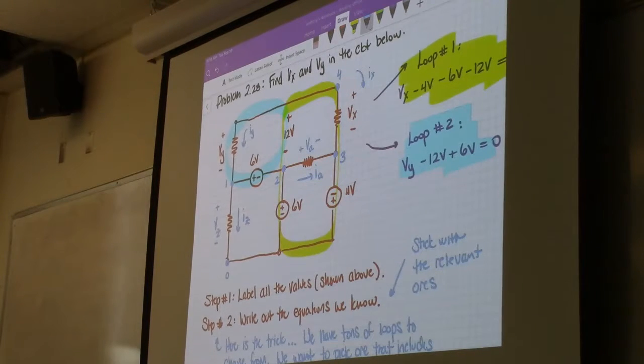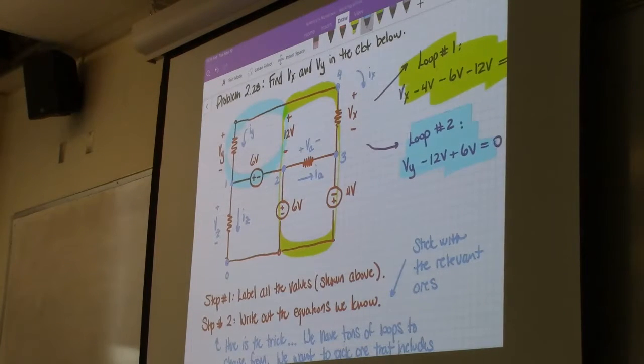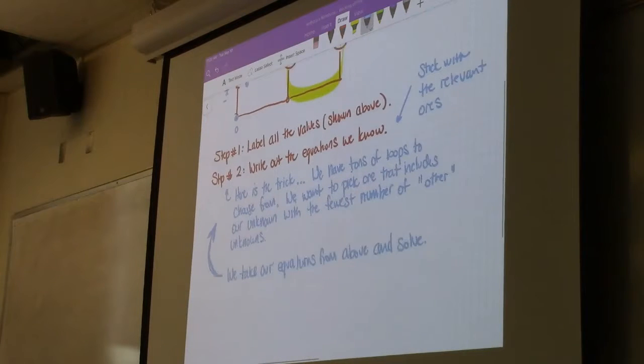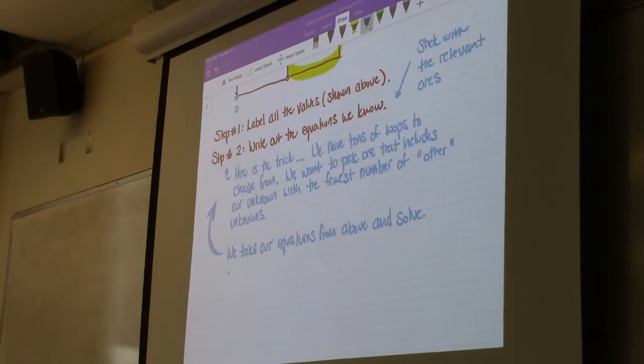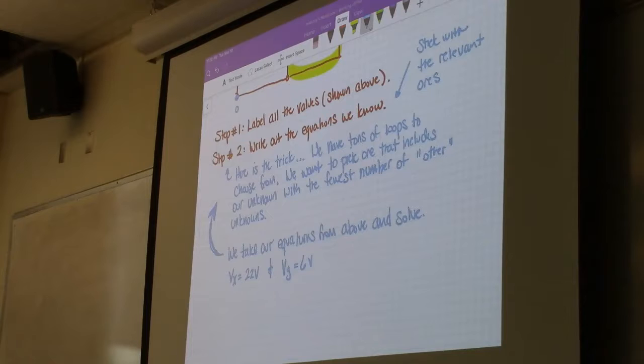So 12 plus 6 is 18, plus 4, so 22. So one's 22 volts, and the other one's going to be 6. So Vx equals 22 volts, and Vy equals 6 volts. So, good question.